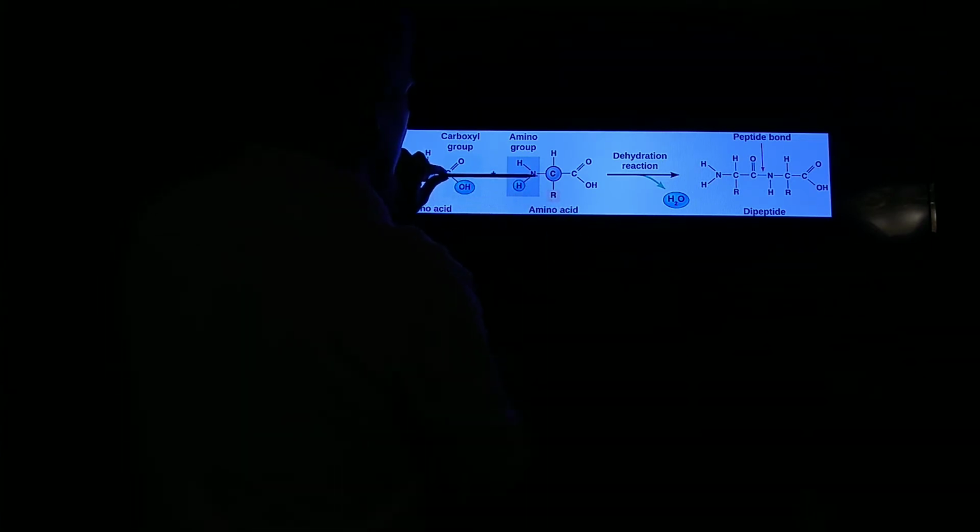There's now an open bond on this carbon and this nitrogen. And so I'm going to make a bond between those two. And that bond between the two amino acids is called the peptide bond. If we look over here, there's that carbon right there. There's that nitrogen right there. And the bond between them is this bond right here, called the peptide bond.